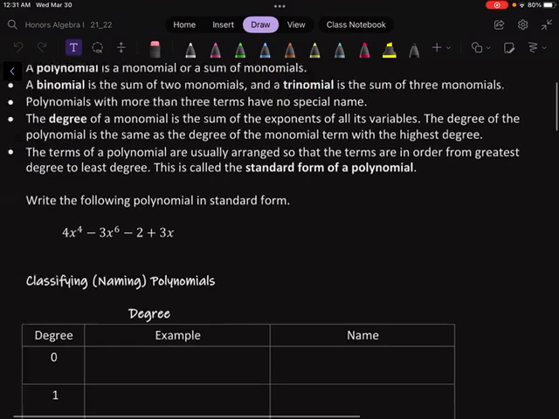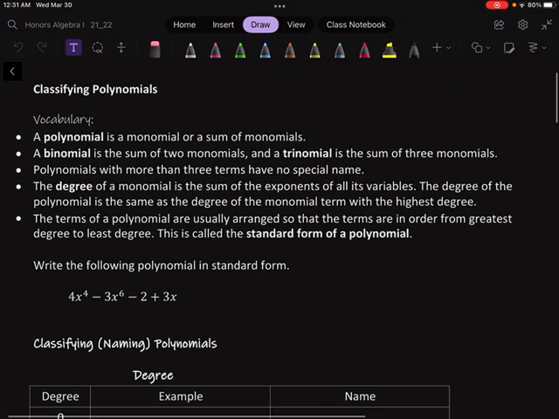We are going to be talking about polynomials today. I kind of changed these notes if you printed them out earlier today, or yesterday, essentially. So we're going to start off with some vocabulary.